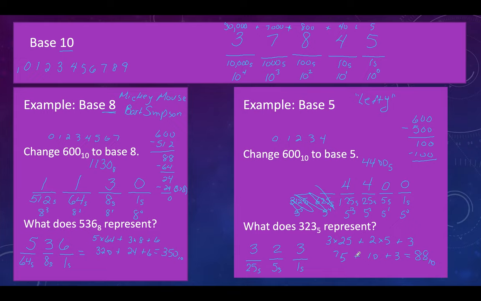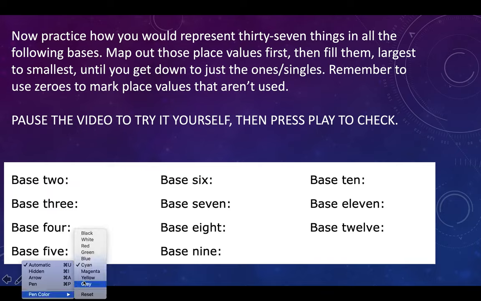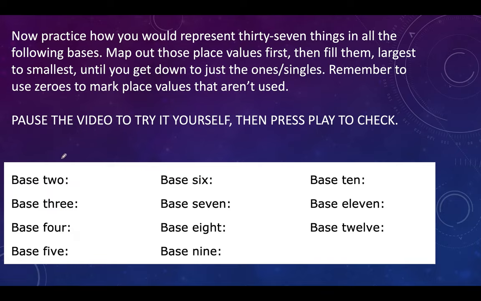All right. So what you're going to do now is look in your packet, right in the beginning of the packet. You're going to look at this particular page, and your job is to write the number 37 in all these different bases. Actually, base 10 will be done for you because it's 37 in base 10. And you can write the tiny number or not.